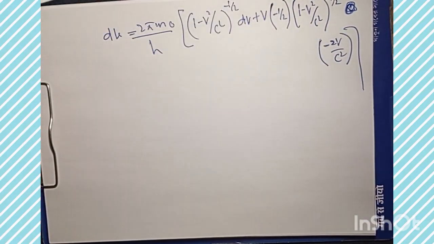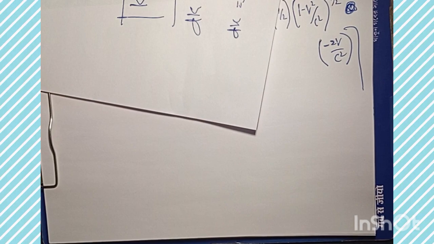So from here we should move on and look for the first page where we have got d omega. Where is d omega? D omega is here.